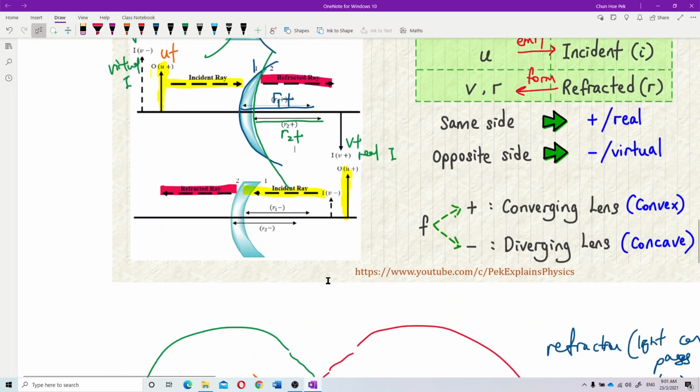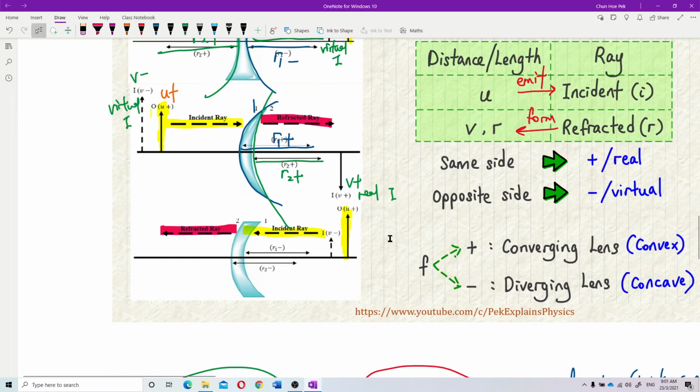Okay. Now the last one, object at the right hand side. So the incident ray is at the right hand side. Object distance is positive because it is on the same side as the incident ray. This object is U positive, a real object. Now the image for this concave meniscus, which is like a concave lens, only forms a virtual image. The virtual image is formed opposite to the refracted ray, so this V is negative.